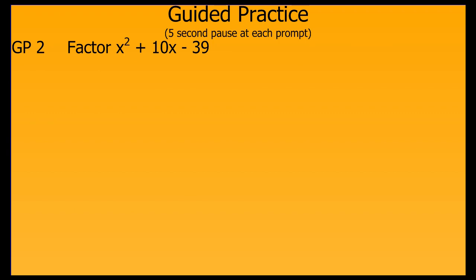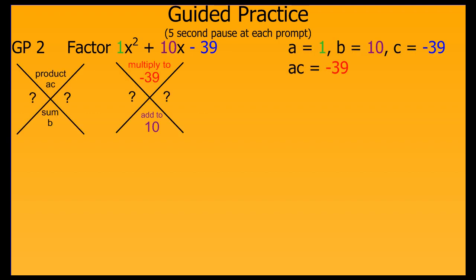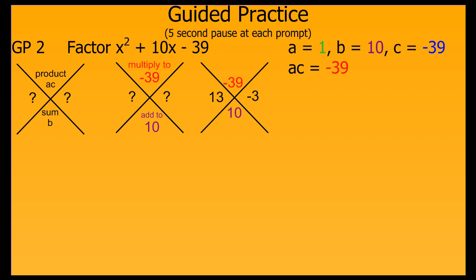Let's try another one. What do we do first? We identify that a is 1, b is 10, and c is negative 39, which means our product a times c is also negative 39. Now what? Now we try to find two numbers that multiply to negative 39 and add to 10. 13 and negative 3 multiply to negative 39 and add to 10.